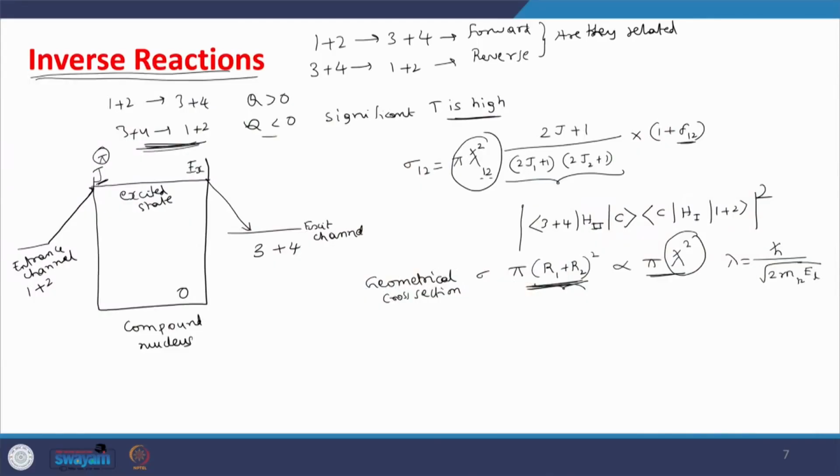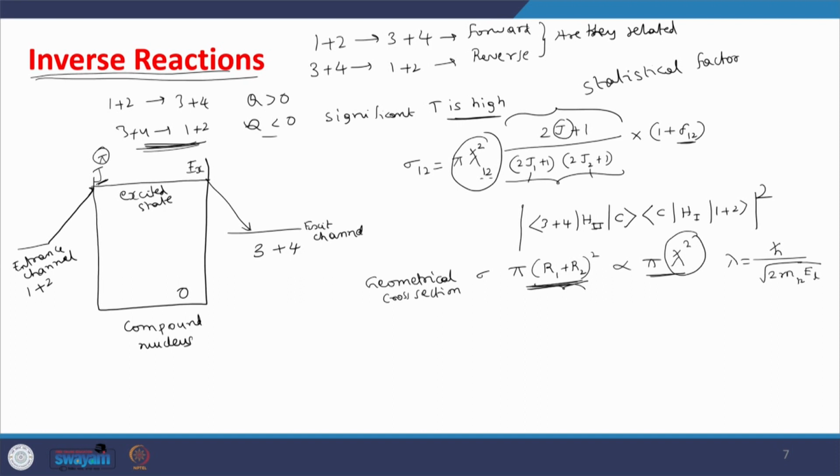and number 2 parameter, that is 2J plus 1. This is a statistical factor, where capital J represents the angular momentum of the excited state in the compound nucleus, and J1, J2, as I said, are the spins of nuclei 1 and 2 in the entrance channel.